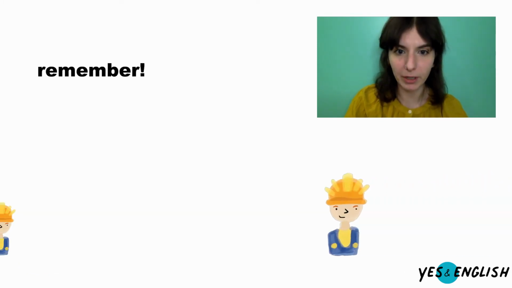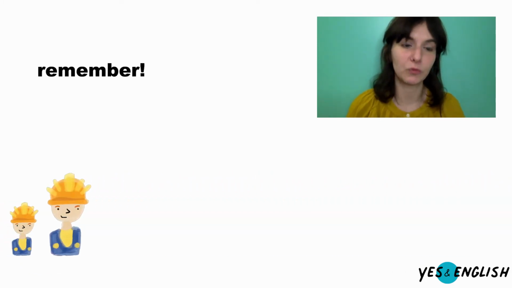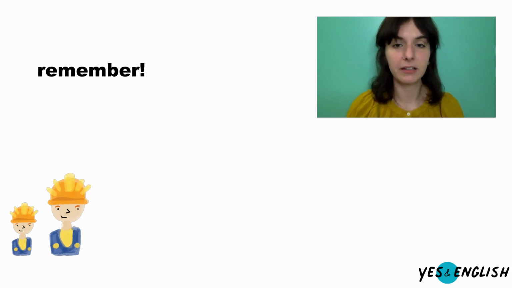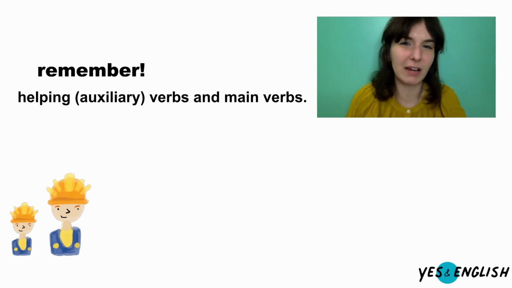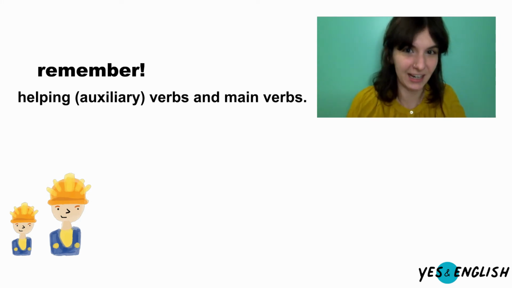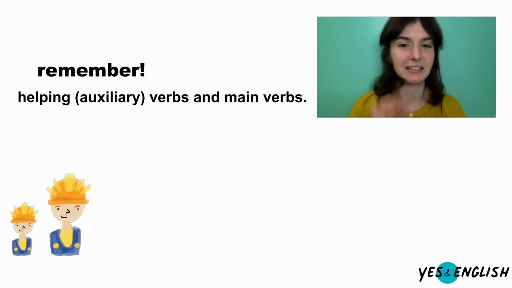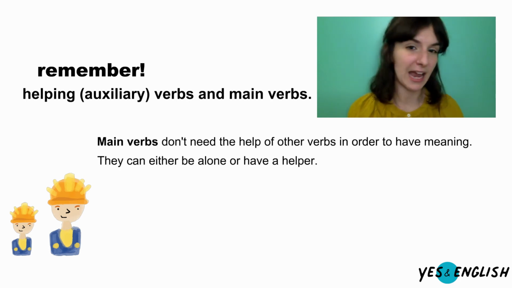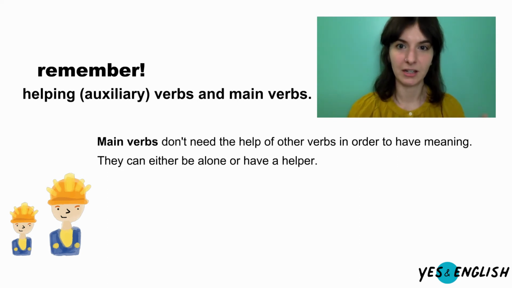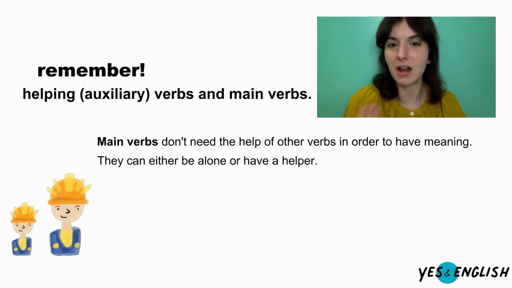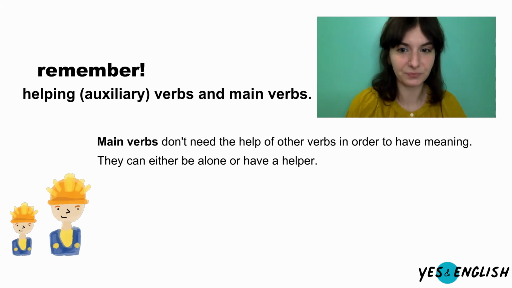I want you to remember, because verbs are where things really start to get complicated. Because in English, we can have helping verbs, or they're also called auxiliary verbs, but I really don't like that term, mostly because auxiliary is really difficult to say. So I think helping verbs is easier and more simple. So we have helping verbs and we have main verbs. And what is the difference? Main verbs are verbs that make sense by themselves. They don't need any help from another verb to have meaning.